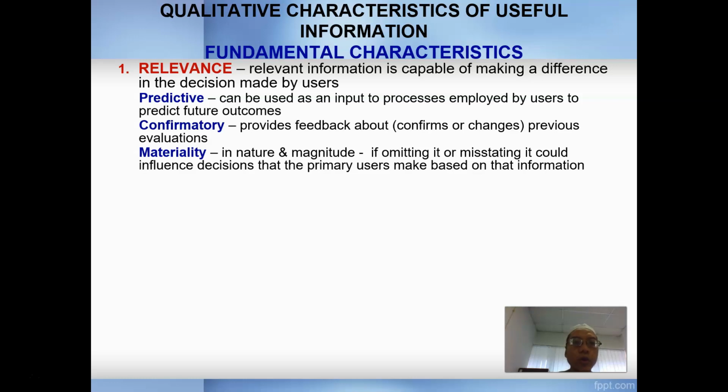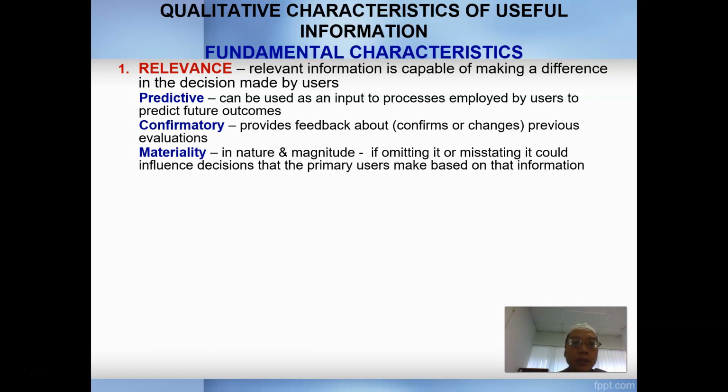Okay, so in order for the information to be relevant, it must have the three sub-characteristics. Firstly is predictive. Okay, what is meant by predictive? The information can be used as an input to processes employed by users to predict future outcomes, meaning that when that information can be used by the users when they want to predict what will happen in the future, that information is considered as predictive, which is one of the essentials of being relevant.